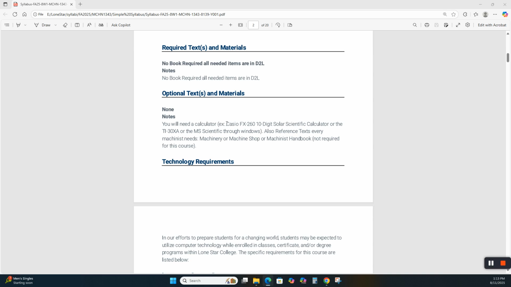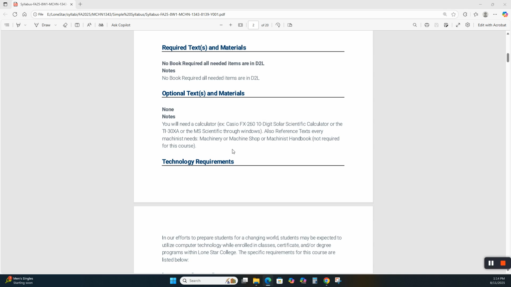I happen to like the Casio FX260 10-digit solar scientific calculator. I've got about 3 of them. They're cheap. They work really well. They've got everything you need to do engineering and scientific stuff. And everything you need to do for this course. Last I saw them, I think they were like $12 or something on Amazon. I've got several. I've got one that stays in my toolbox in my machine shop at the house.